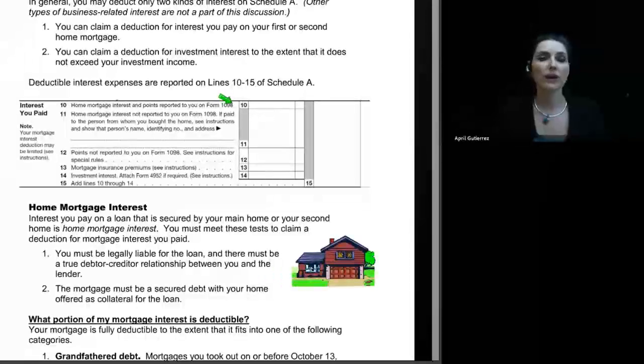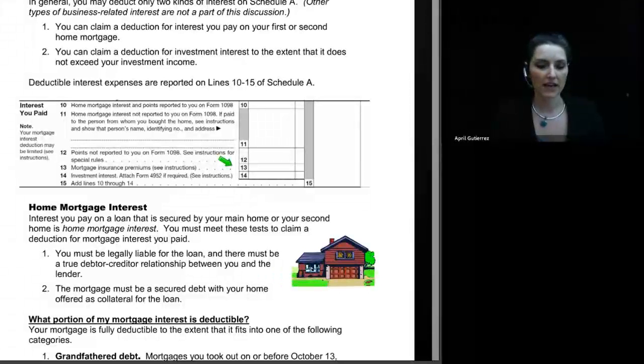And rarely, but sometimes, the points on the closing papers are a perfect match to the 1098. And if the points on the closing paper are a match to the 1098, then the points go on line 10. But most of the time, the points on the closing papers differ from the points on the 1098, and any additional amount not reported on the 1098 would go on line 12.